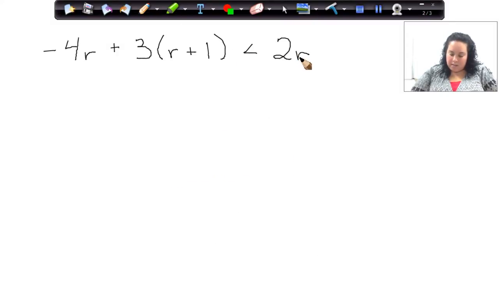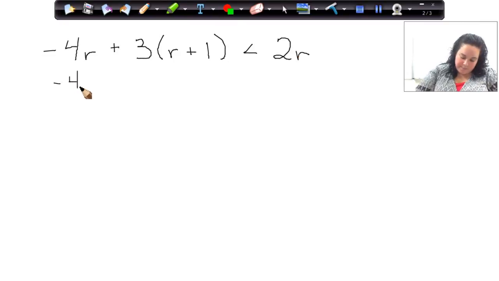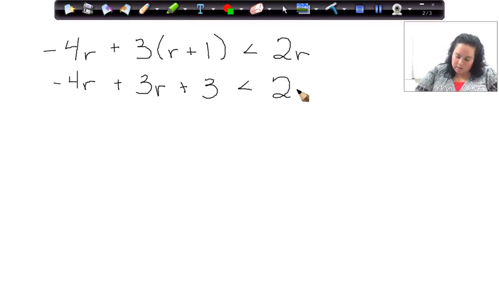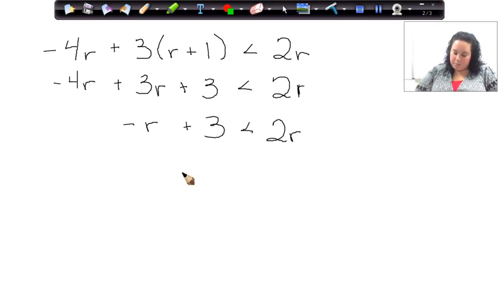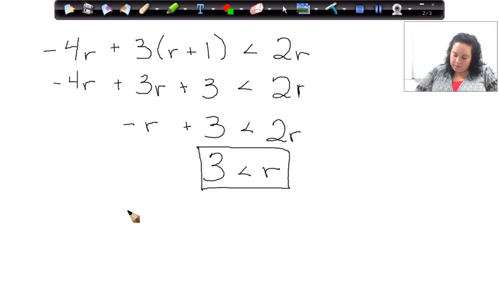Okay, here we have an inequality again. We solve it just the way we normally would. Okay, so we're going to distribute 3r plus 3. Distribute that 3. Simplify this left side by adding like terms. -r plus 3 is less than 2r. And then we will add r to both sides. And we get that 3 is less than r. Okay, great. So this is the answer here.